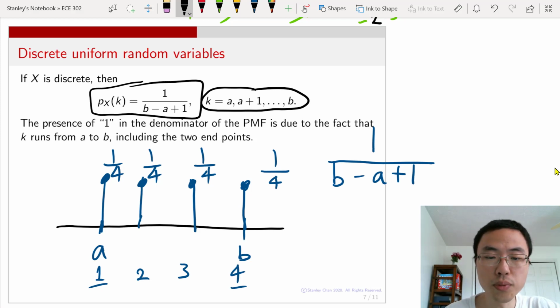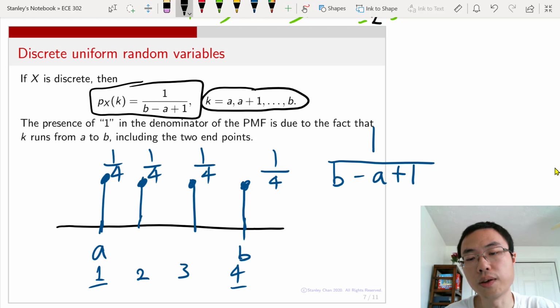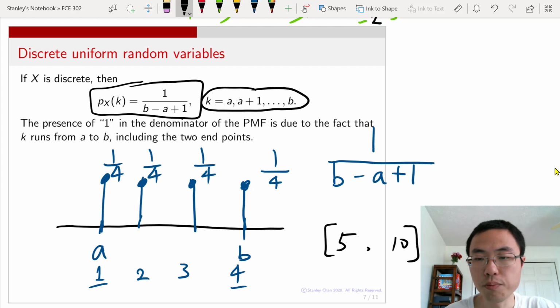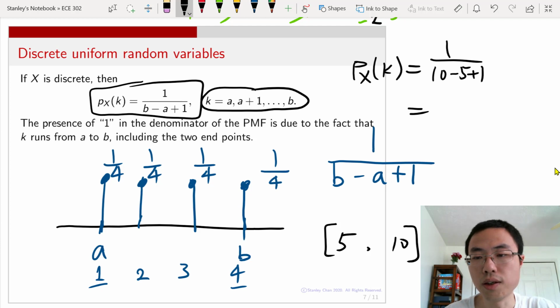One example would be to think about what if I have a discrete uniform random variable from 5 to 10. If that is the range, then the PMF p_X of k has to be defined as 1 over 10 minus 5 plus 1, so that would be 6. It's not 5 of those, it's actually 6 of those because you need to count the endpoint.